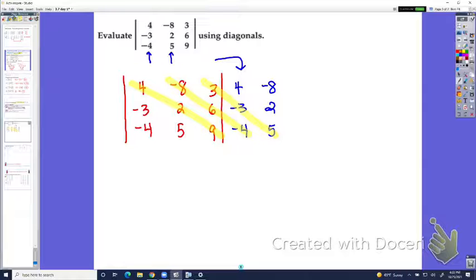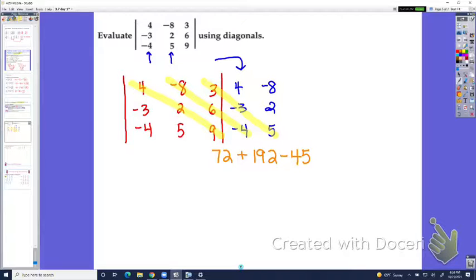So 4 times 2 times 9 ends up being 72. The second diagonal is -8 times 6 times -4. So that then ends up being a positive 192. And the third diagonal is 3 times -3 times 5, which ends up being a -45. So you can just say subtract 45.